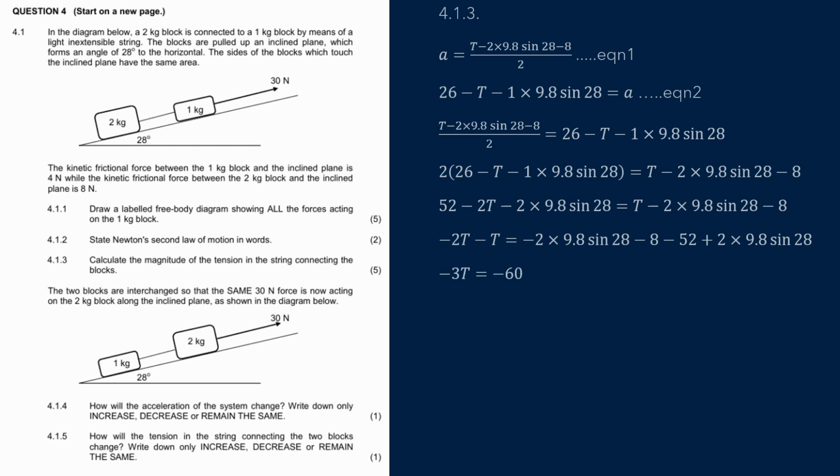And hence, I will have this equation: negative 3T is equal to negative 60. And dividing both sides by negative 3, I get a T value of 20 newtons. And I've answered the question.